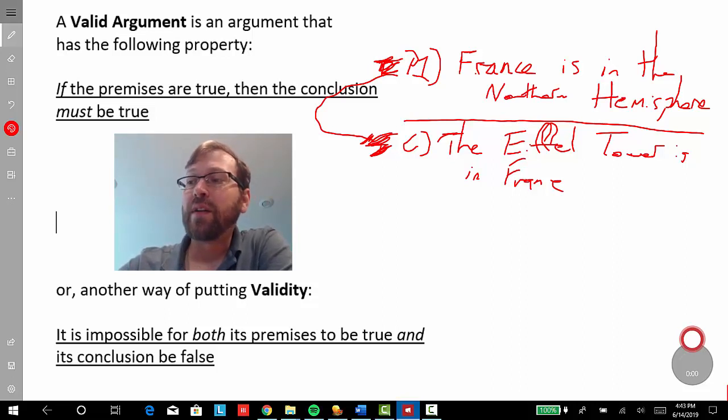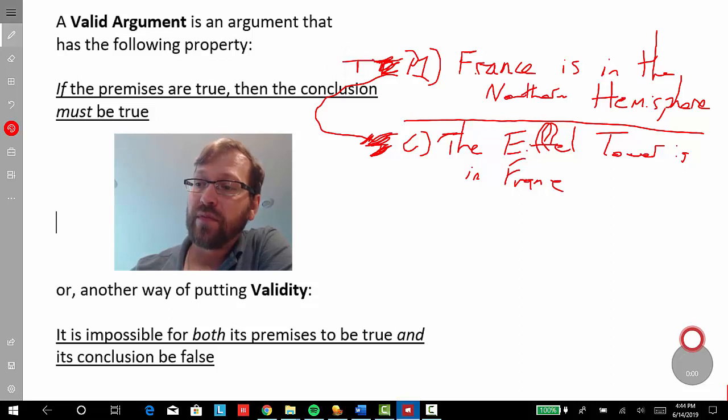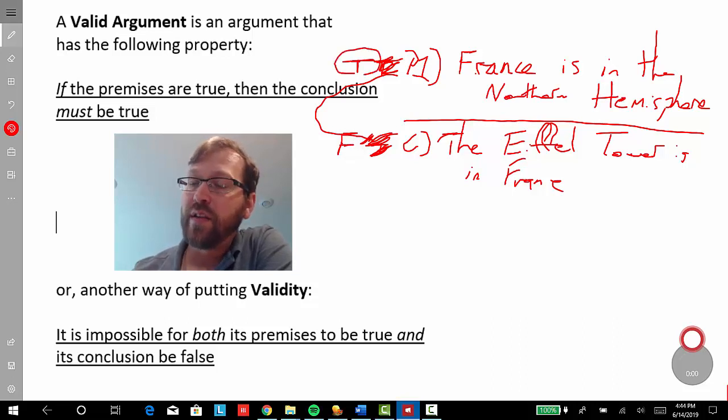Well, there really was a time in which France is in the northern hemisphere and the Eiffel Tower wasn't in France, because there was a time in which the Eiffel Tower didn't exist. So it's possible for the premise to be true and the conclusion false. Now we're not worried about whether the premise is actually true. I'm just pointing out that, given all the information that this argument provides us, it could be the case that the premise is true and the conclusion is false.